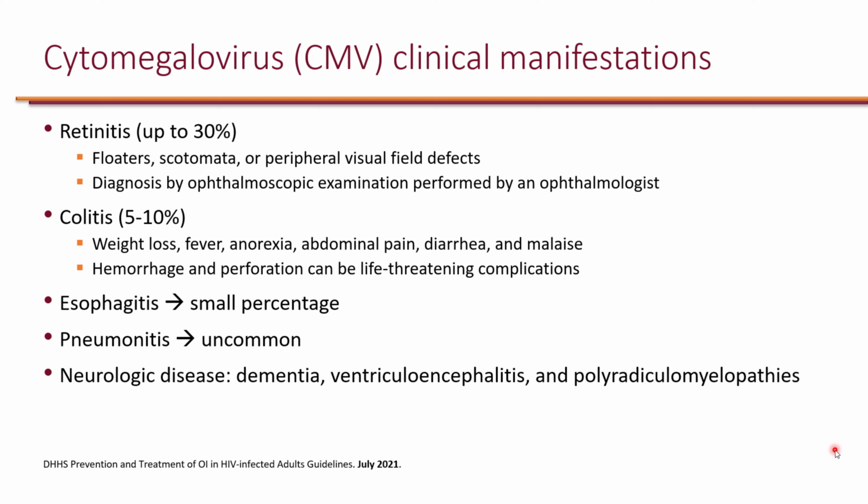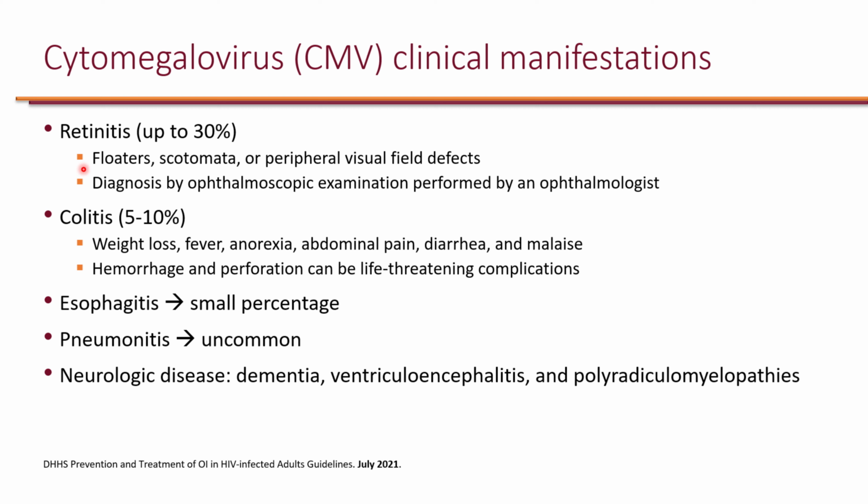Now, what exactly is CMV disease? So, CMV can cause retinitis in the eyes. It can cause colitis in the GI tract, esophagitis also in the GI tract, and pneumonitis and neurologic disease. The most common in individuals with HIV is retinitis, and this is really up to 30% in individuals not receiving ART. In the era when individuals are receiving ART, it's really not as common anymore. And it's followed by colitis, about 5 to 10% of individuals. And then esophagitis in a very small percentage. Pneumonitis is very uncommon.